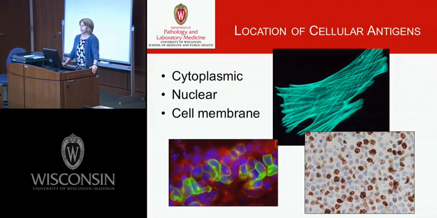We all know that the location of cellular antigens can be in various compartments. It can be cytoplasmic, it can be located in the nucleus as demonstrated here, or it can be present in the cell membrane. Many investigators are interested in more than one marker, for example, and in the past have utilized multiple tissue sections to stain for those markers. But performing multiplex immunohistochemistry or immunofluorescence will allow you to identify those markers in one tissue section.